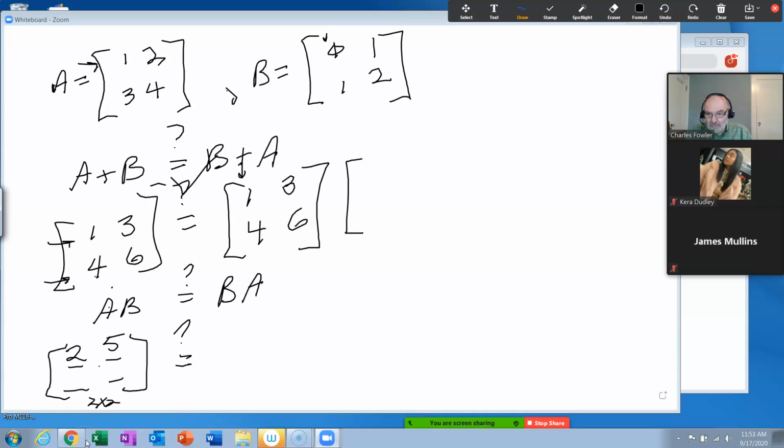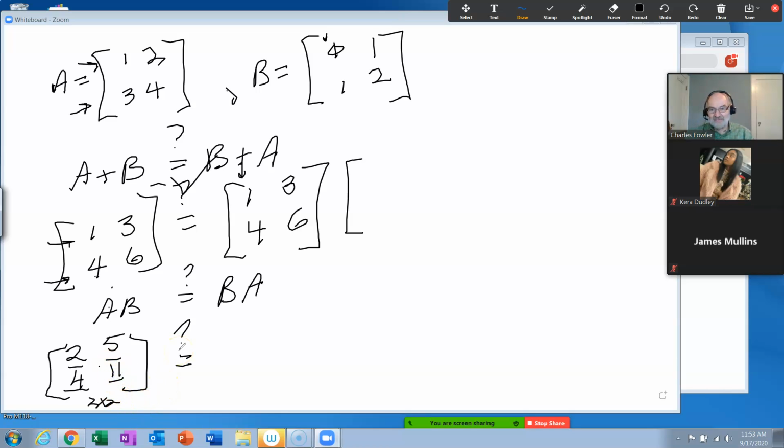The 2-1 entry here will be second row here by first column there. 3 times 0 is 0 plus 4 is 4. And the 2-2 entry down here, second row here, second column there. 3 times 1 is 3 plus 8 is 11.